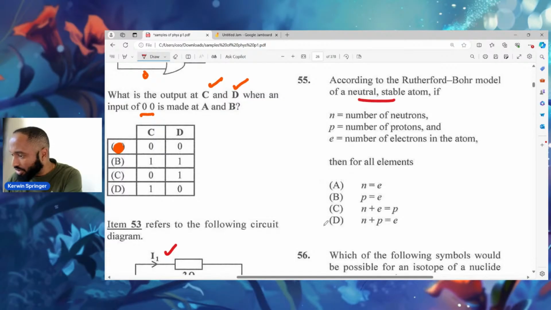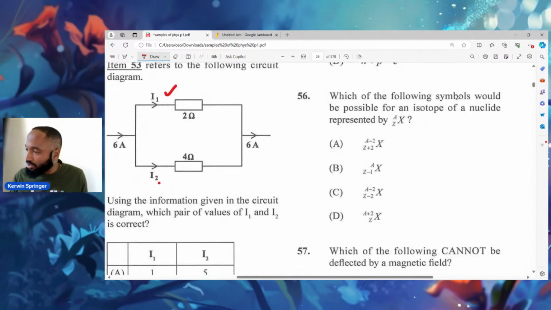For stable and neutral, protons must be equal to electrons. Fine. Protons is equal to electrons. Which of the following symbols are possible isotopes? Hey, look, we're getting to see the question properly here. Oh no, they are different. If it's an isotope, Z must remain the same. So D could be an isotope. All the other ones are messing up my Z.